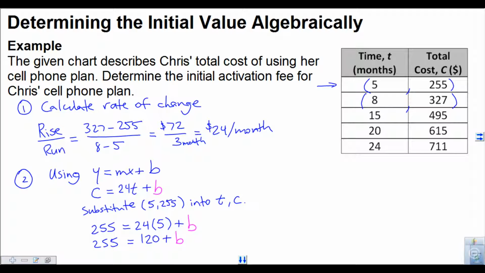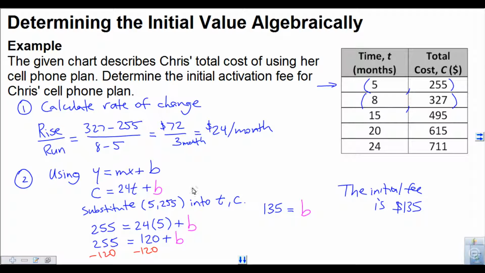So if I just quickly solve this equation, I'm going to take away 120 on both sides. b is going to be equal to 135. So for 5 months, it was $24 a month, so it was 120 bucks plus $135 activation fee would get me $255. So using this kind of a method, I can find out what the initial value is. The initial fee is $135.